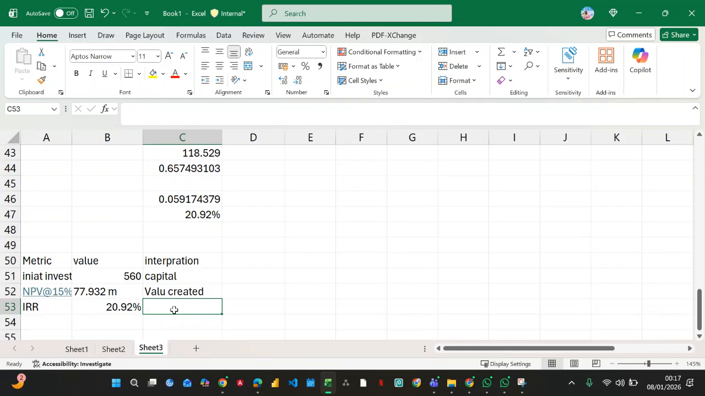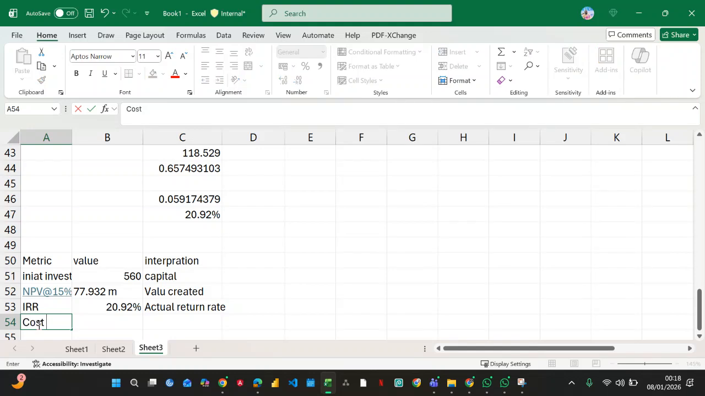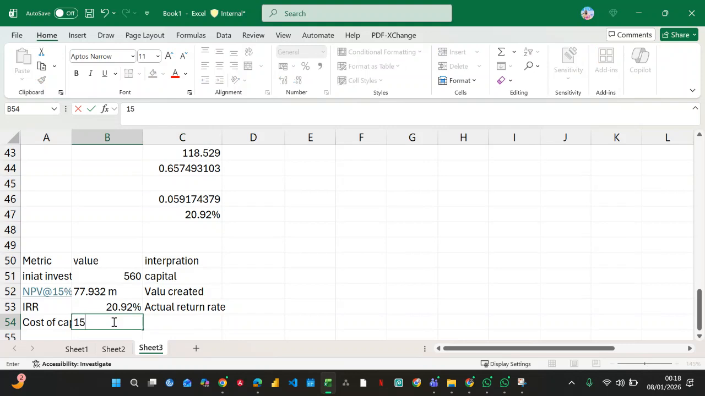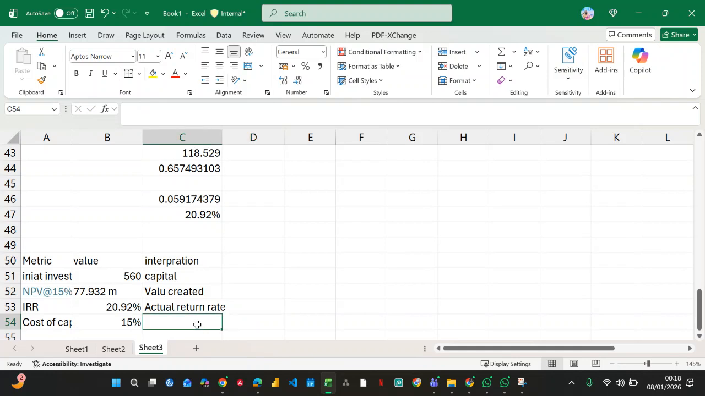No worry, we know. This is the value created for the project. So this one here, what did you get for this? IRR 20.92%. This will be our actual return rate.